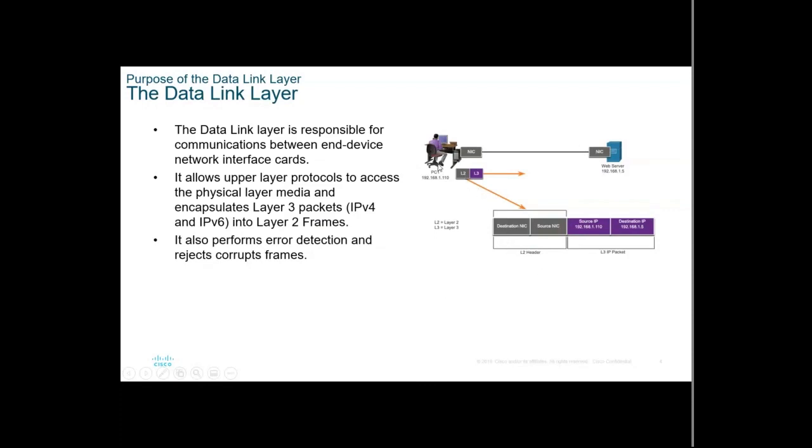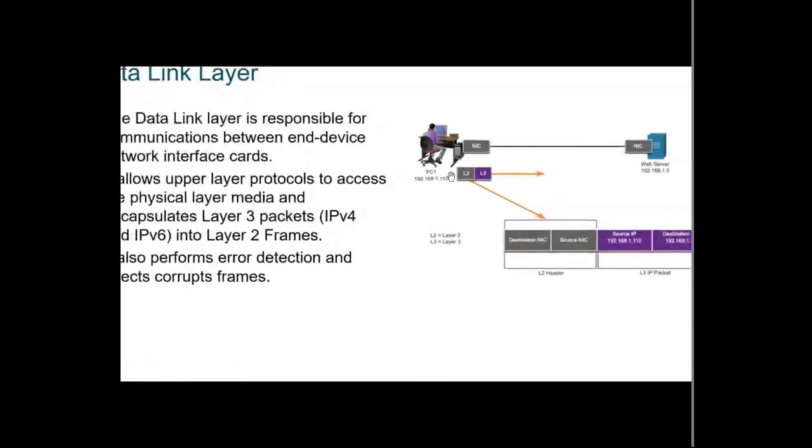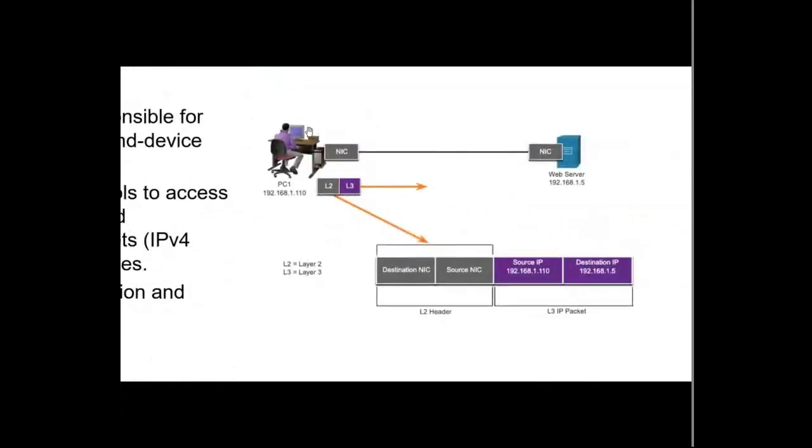So if we're looking at this diagram, hopefully everyone can see, this computer is going to talk to the web server. And basically, you can see that there's a layer 3 IP packet, but there's also a layer 2 header. This process of wrapping up the packets into a layer 2 frame is called encapsulation.